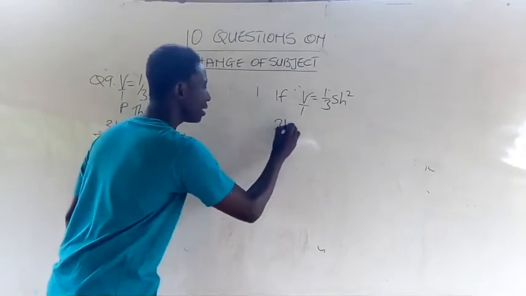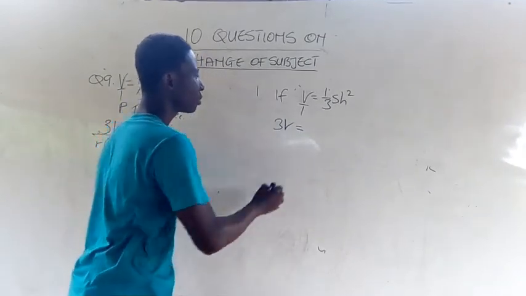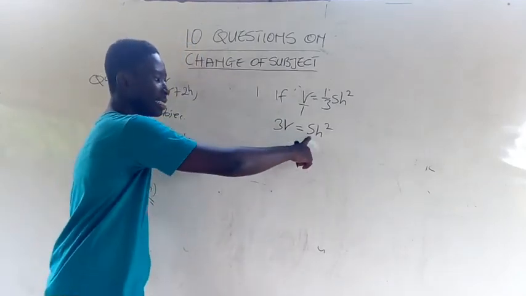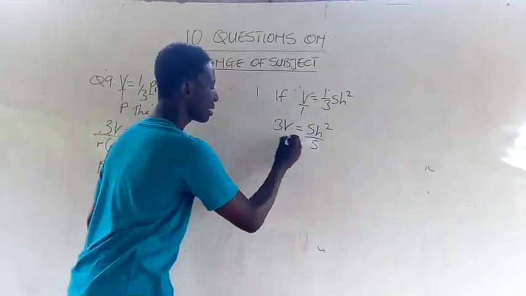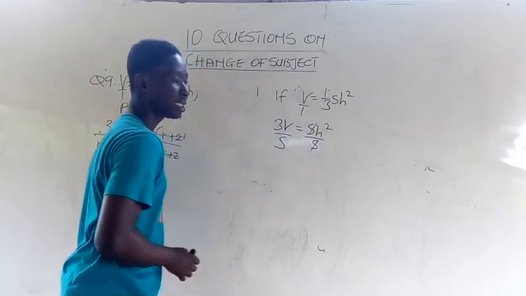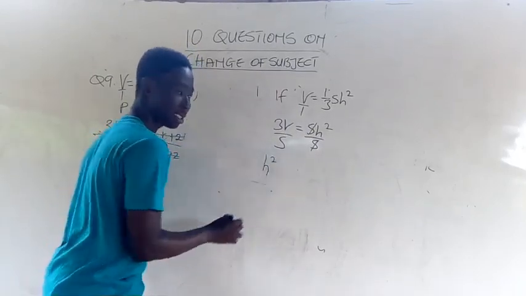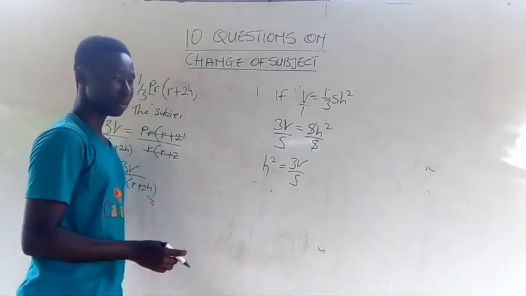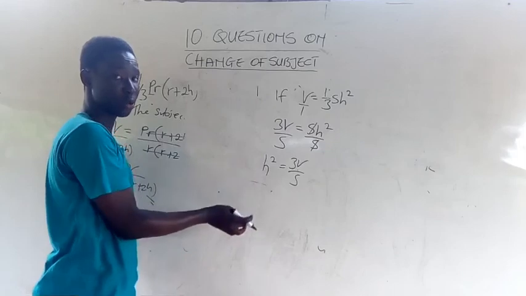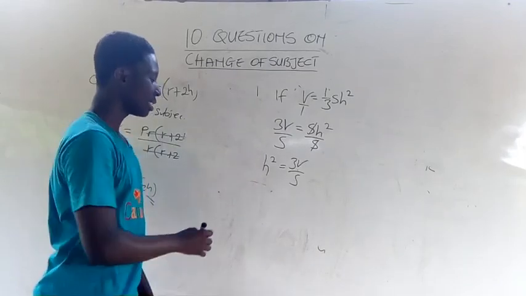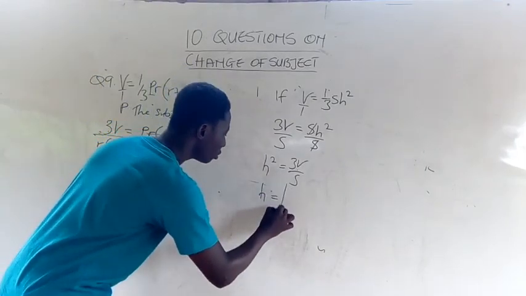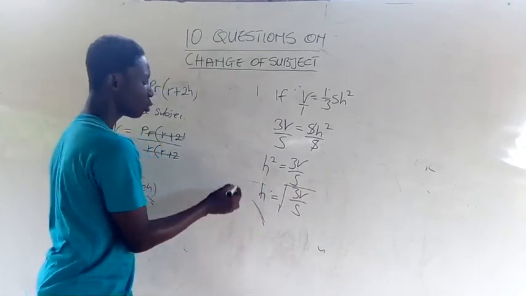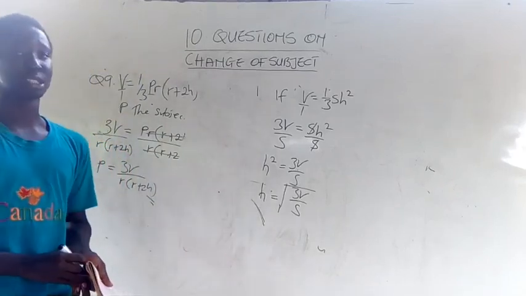I'm going to get 3v equals sh squared. And we are asked to find h. So we divide both sides by s, this cancels out this. I'm going to get h squared equals 3v all over s. Now you want h, not h squared, so we take the positive square root of both sides. So you are going to get h is equal to square root of 3v all over s. So this concludes our lesson on 10 questions on change of subject.